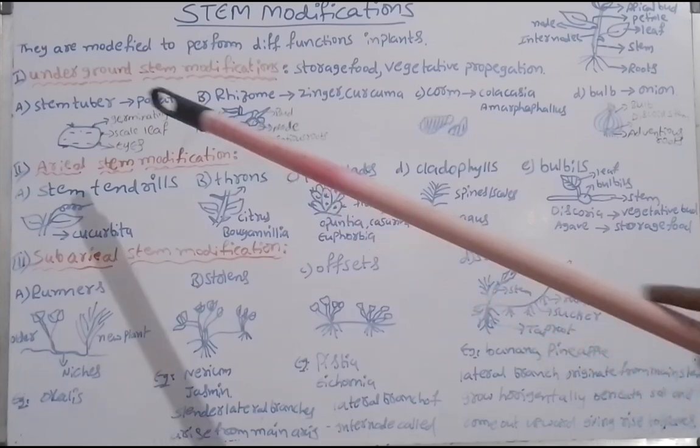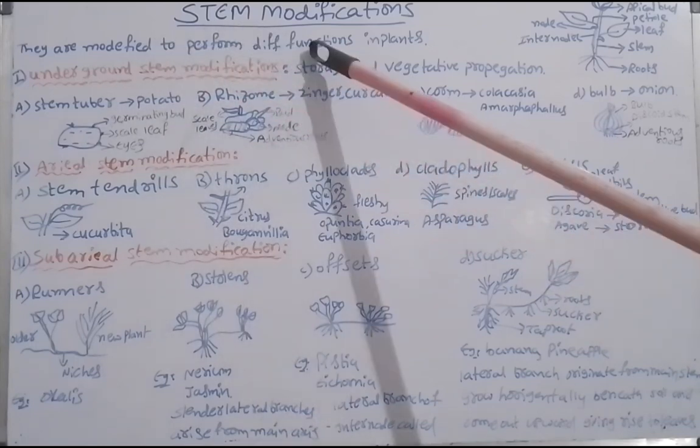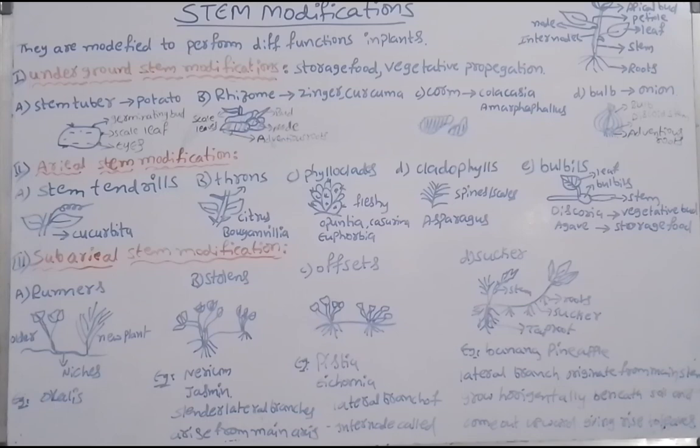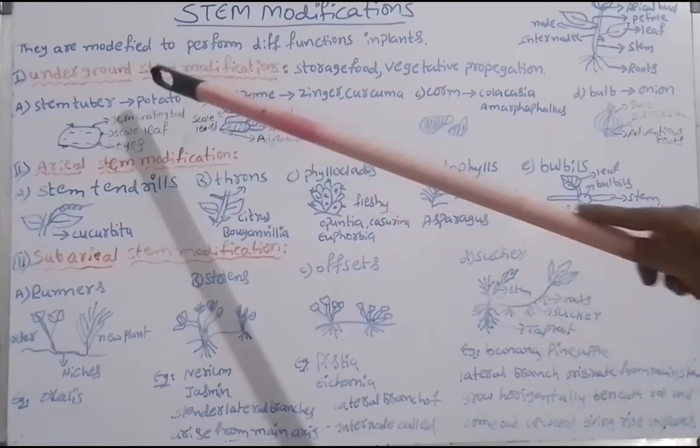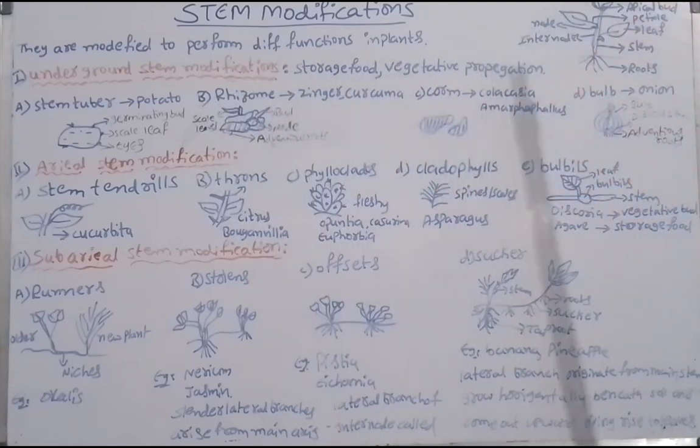Next, modification of stems. In the modification of stems, there are majorly three types: underground stem modification, aerial stem modification, and subaerial stem modification. First one, underground stem modification. Plants which show underground stem modification not only store food material but also act as perennation to tide over conditions unfavorable for growth. So underground stem modification is used for food storage and vegetative propagation.